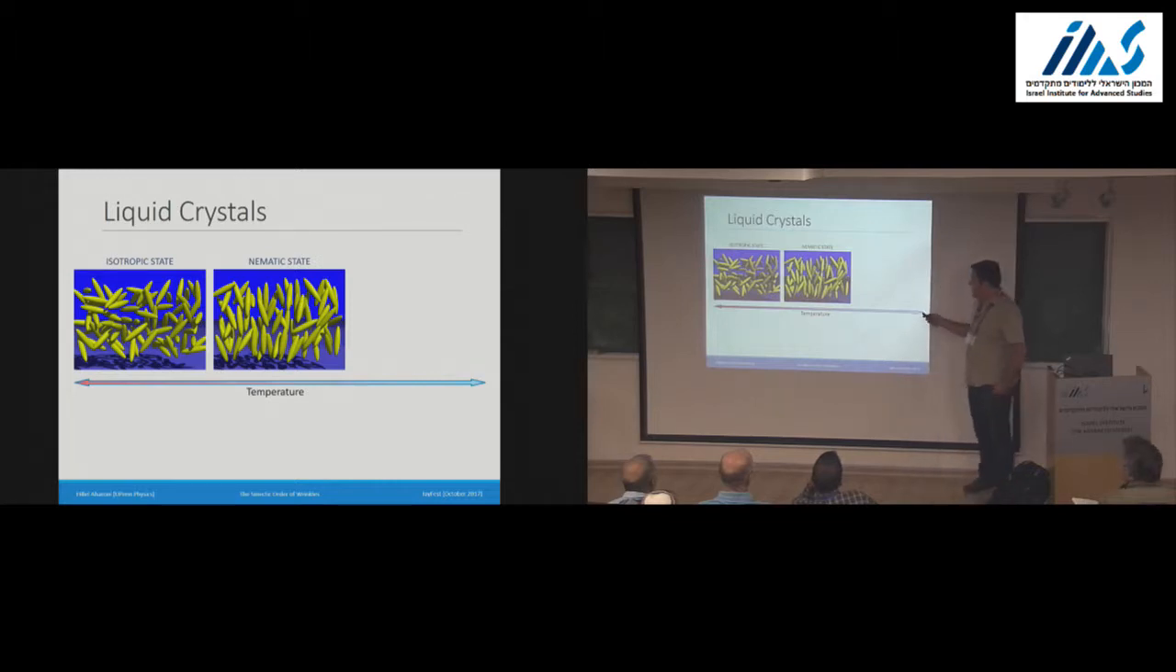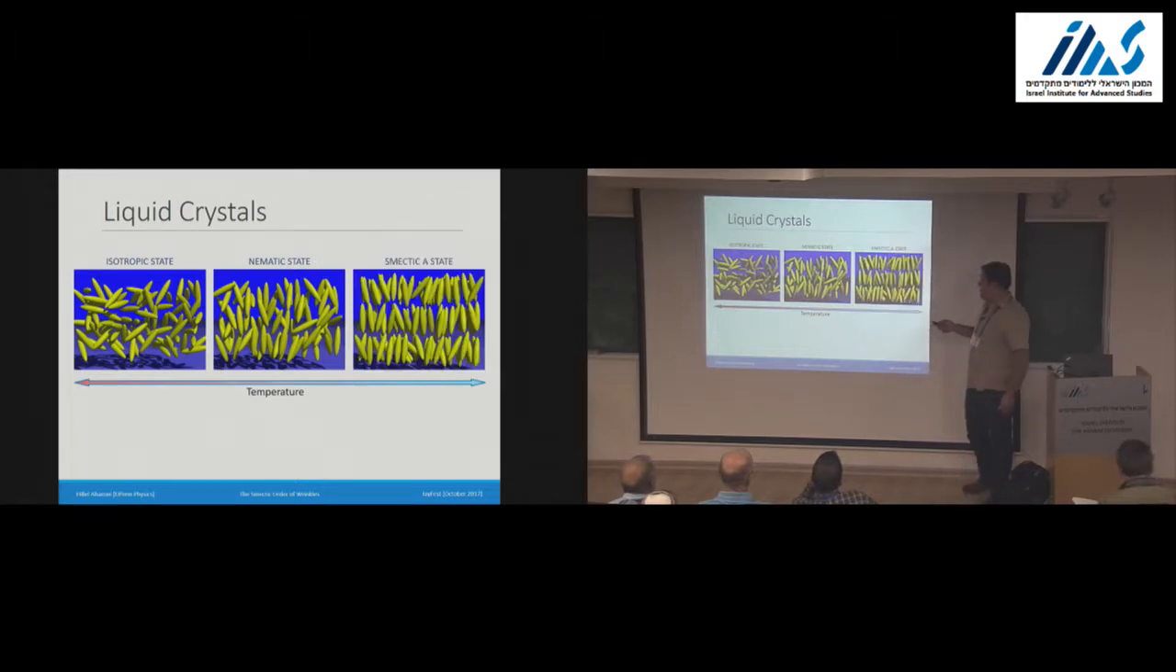So this is called nematic state. And if one further cools this system down, it will undergo transformation to a smectic state, in which the molecules also get arranged in layers. So the nematic direction is perpendicular to the layers. This is a smectic A state.